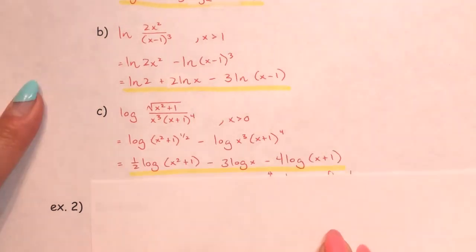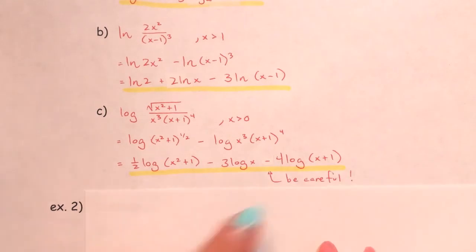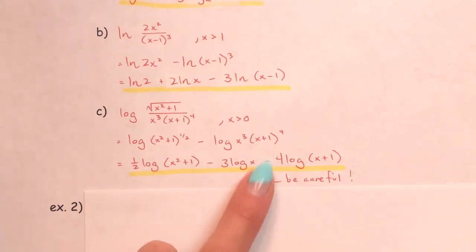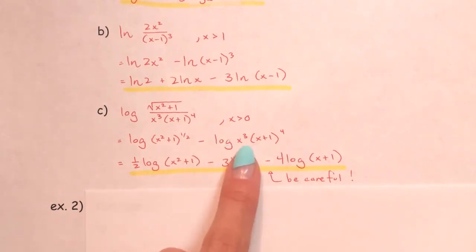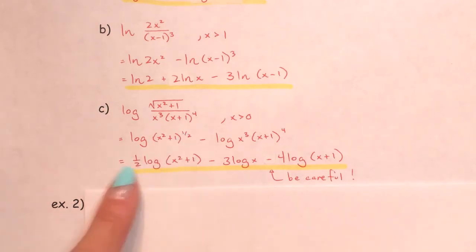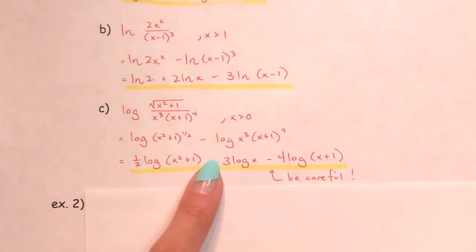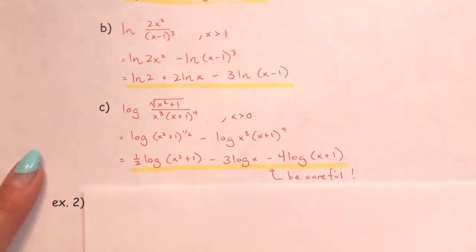So when you minus a quantity, be careful. See that white out? I tricked myself. So be careful, because it's minus a quantity that's being added. So that minus distributes. So that 1/2 came forward, the 3 came forward, the fourth power came forward, and that's a minus, and that's a minus. So be very careful with that.